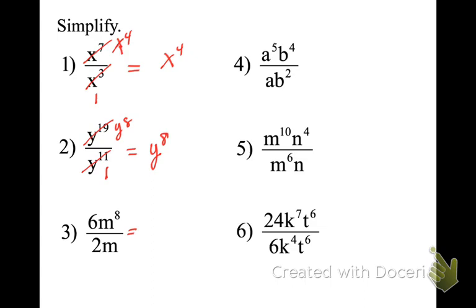David, what common number can I divide out? 2. I'm going to divide a 2, and I'm left with 3. Oh, no, 1. And in the numerator, I'm left with 3. And what greatest amount of m's? 1. Okay, and I'm left with what in the denominator? 1. And in the numerator? M to the 7th. And so my answer is 3m to the 7th.